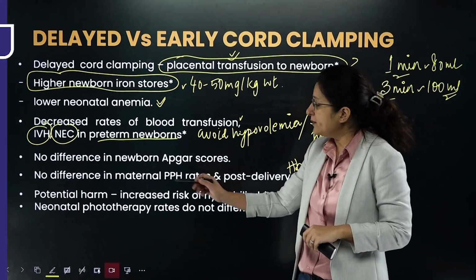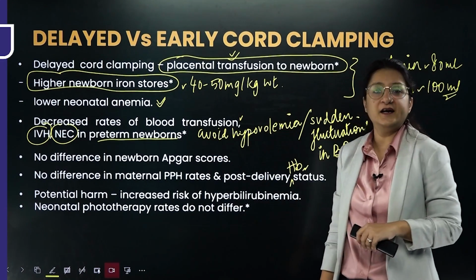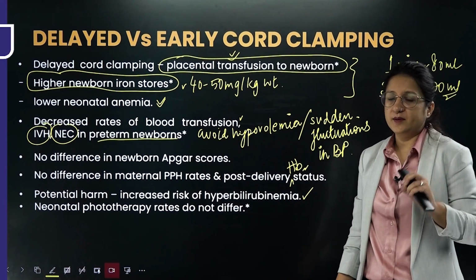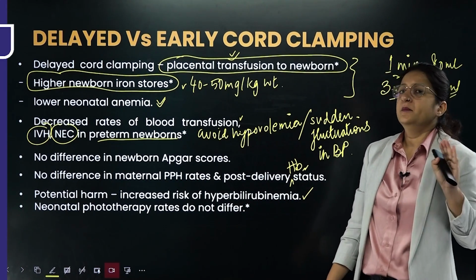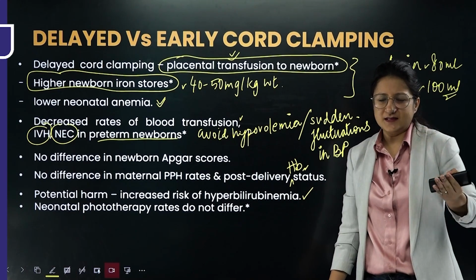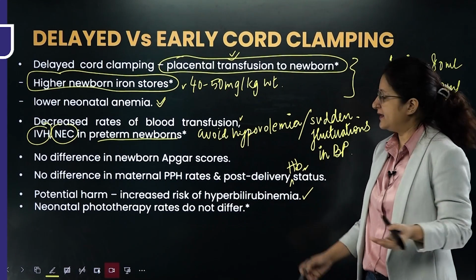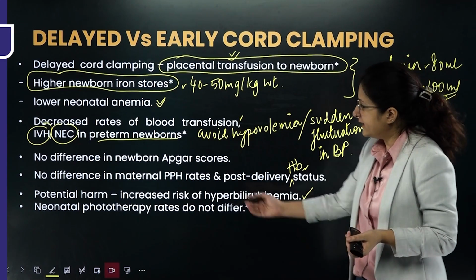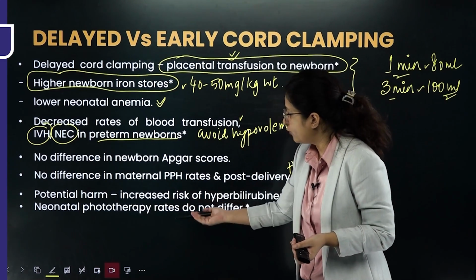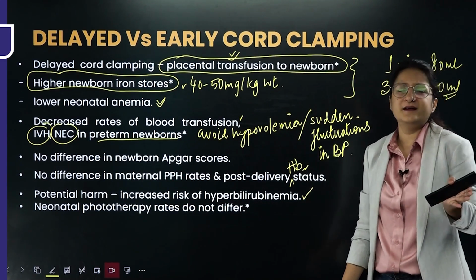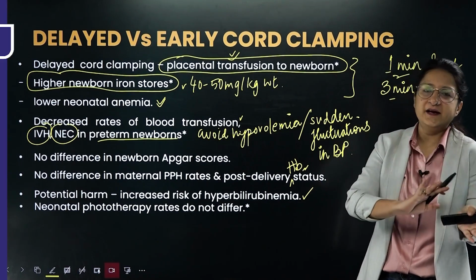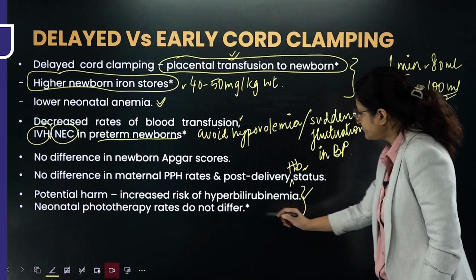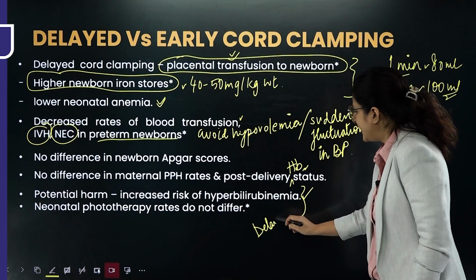Now, there is only one potential harm regarding delayed cord clamping, and that is increased risk of hyperbilirubinemia in the newborn, potentially because extra RBCs reach the newborn circulation. But the rates of neonatal phototherapy do not differ in the two groups, between delayed cord clamping versus early cord clamping. So this is only one point with delayed cord clamping.